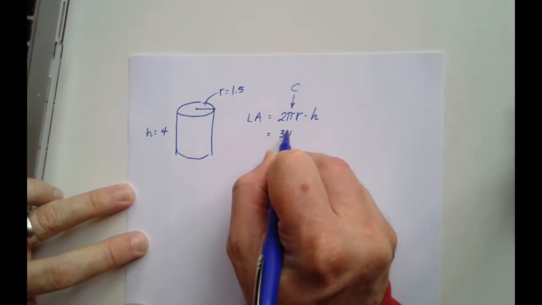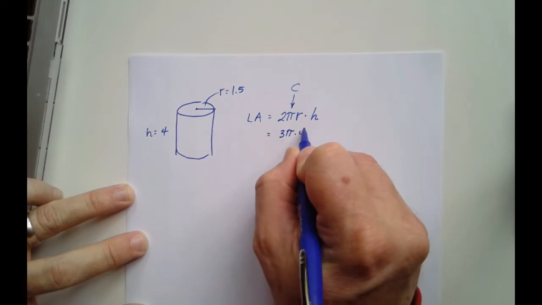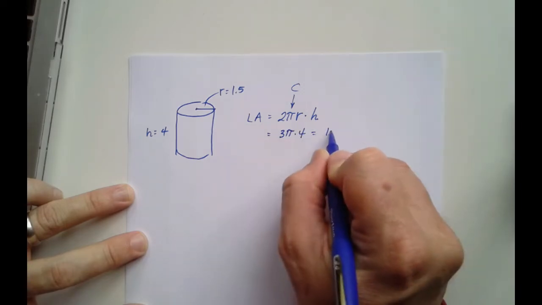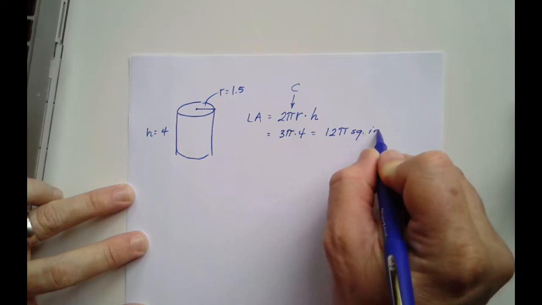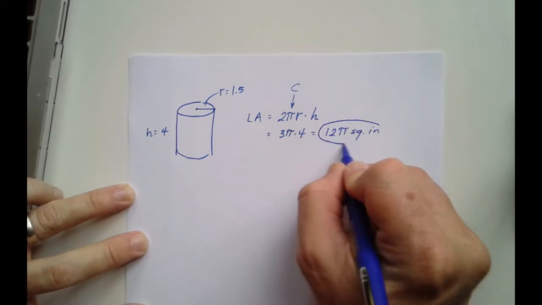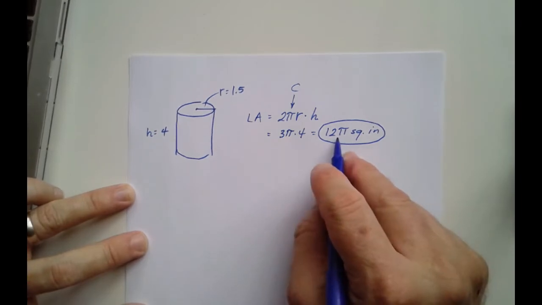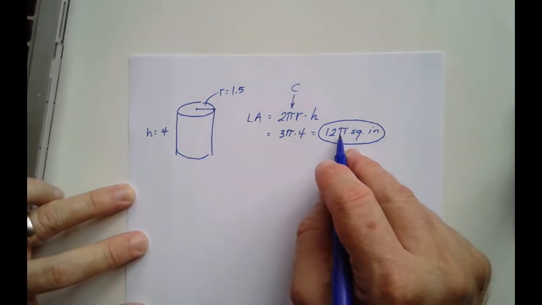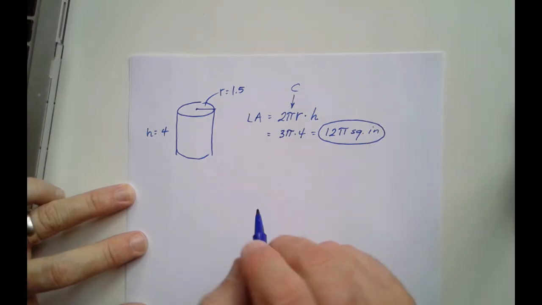3 times pi, we'll just call that 3 pi. And now that's multiplied times 4. That gives us 12 pi square inches. And yes, we can just leave pi as pi. That's an exact answer. If you want an estimate, if you do 3.14, it's about 37 square inches.